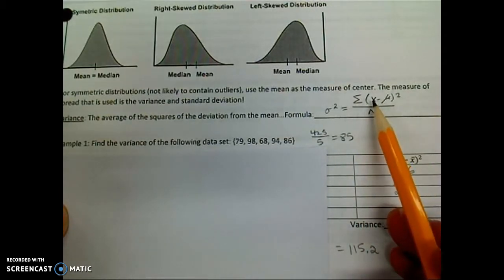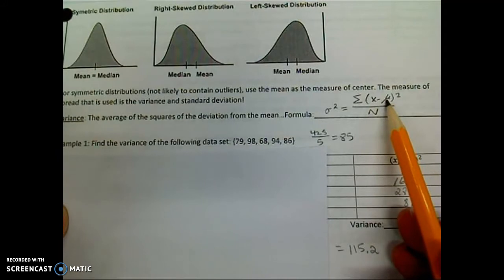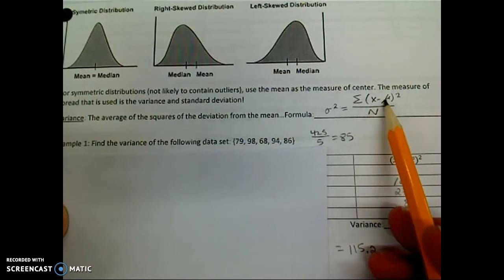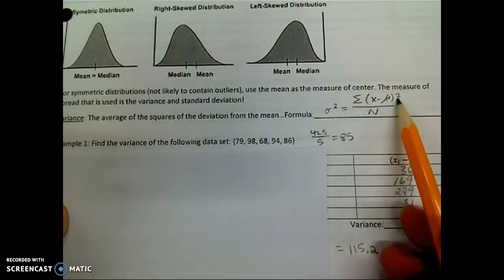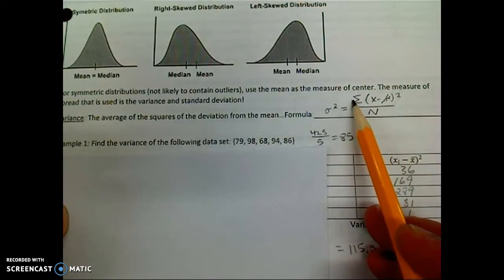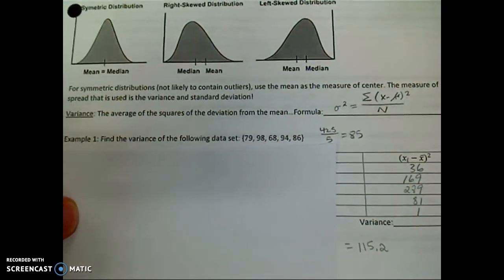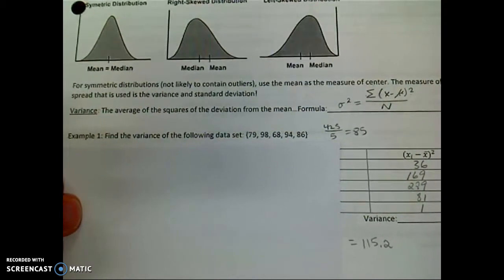So x is each individual data item, and we subtract off the mean. We're using the Greek letter mu to stand for mean. So this says that we're going to take each item, subtract the mean, square that so that it becomes positive, add all of those up, and then divide by the number of items. And that will give us a measure that's known as variance.